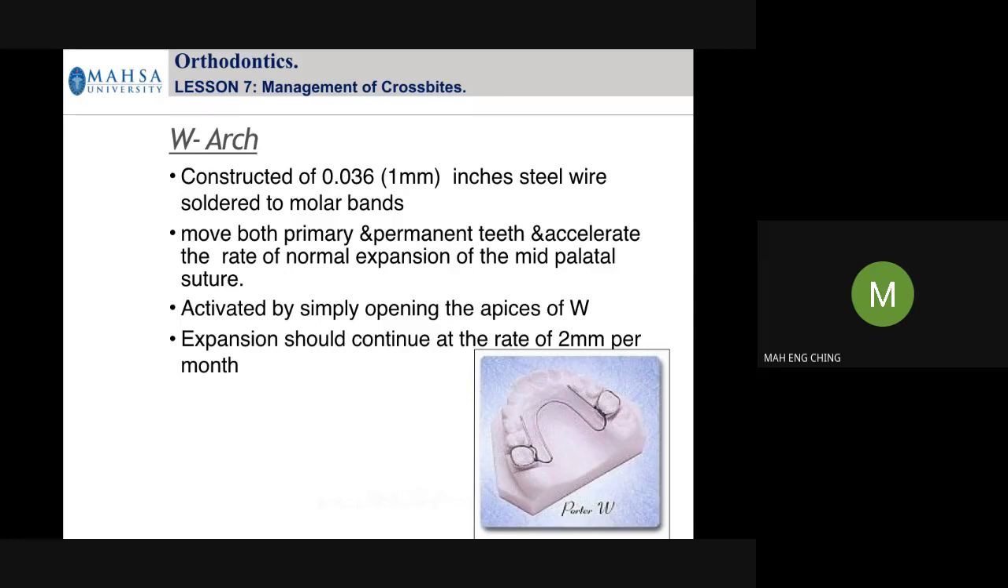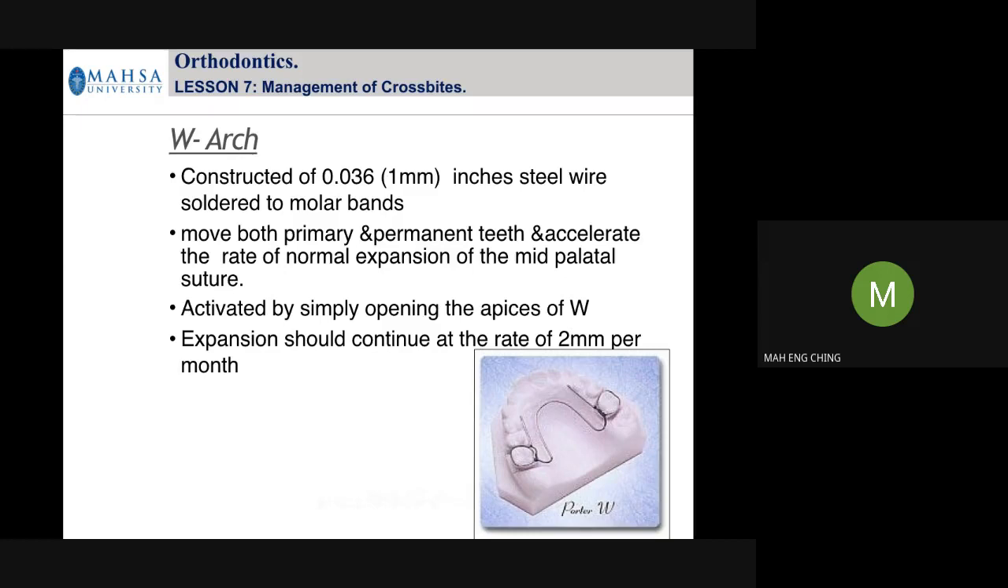It accelerates the rate of the normal expansion of the midpalatal suture. So you see, we try to split the sutures, the midpalatal suture, which will fuse at about 10 to 11 years old. If you do it before this age, then there is a high chance you can split the palatal suture and expand the jaw easily. But after the suture fuses, then it's difficult to expand the jaw again.